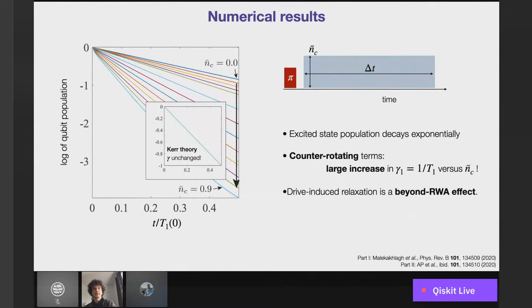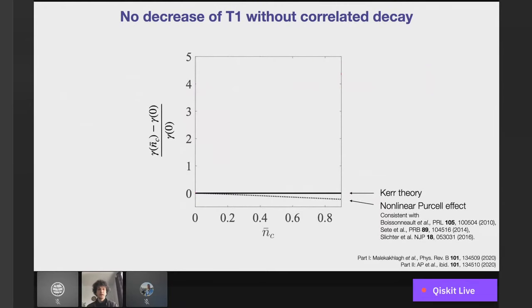So let me summarize a little bit this fan plot in a more distilled plot. You can look at the relaxation rate of the qubit as a function of n bar, and you can look at the relative change of this relaxation rate with respect to the undriven relaxation rate. This should be zero for a linear oscillator. If you have a linear oscillator and you drive it, nothing should happen to it, right? You should not change its relaxation rate because it's linear. Now, it turns out if we did the Kerr theory simulation, again, nothing happened to it. So Kerr theory alone cannot actually predict these additional relaxation processes.